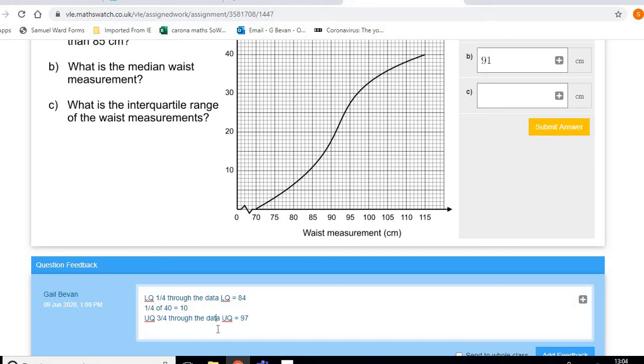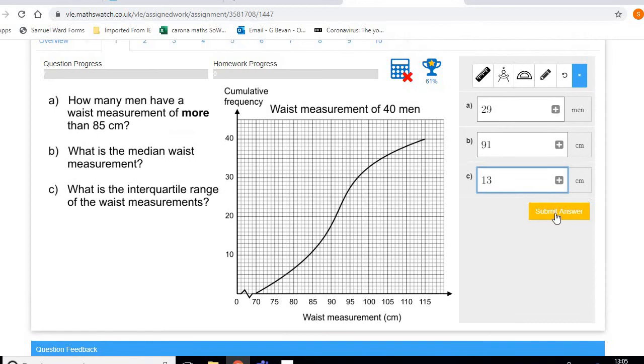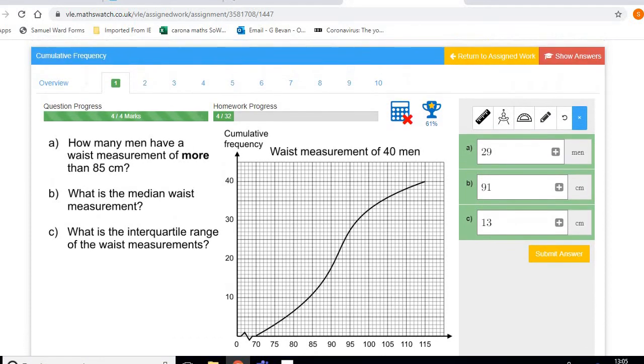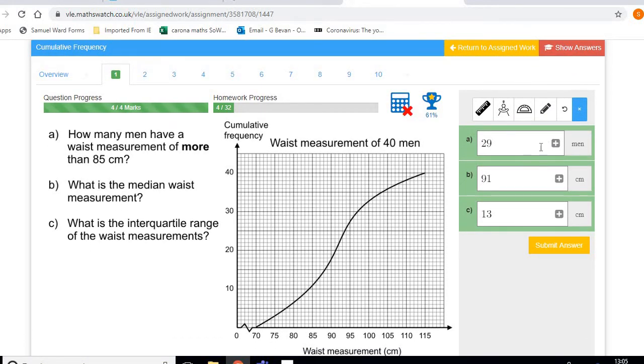To find the interquartile range is the difference between the upper and lower quartile. So I do 97 subtract 84, which gives me an interquartile range of 13. I'm just going to pop 13 centimetres in there, and then moment of truth. Yep, we've got that right. Not sure why it's saying whoops, you have some incorrect answers, because we don't. We've got 4 out of 4 marks, so it's obviously having a little moment.